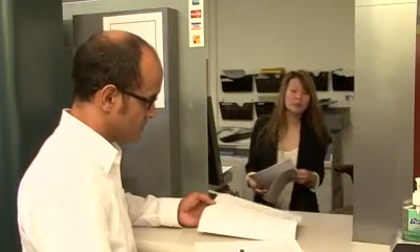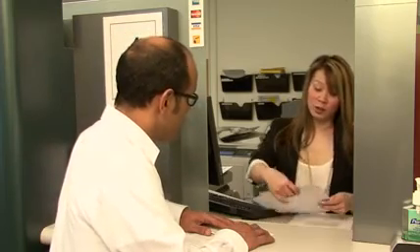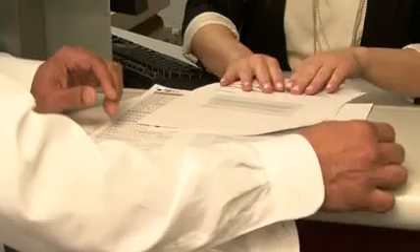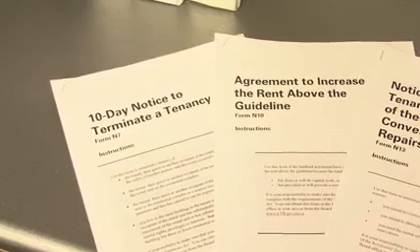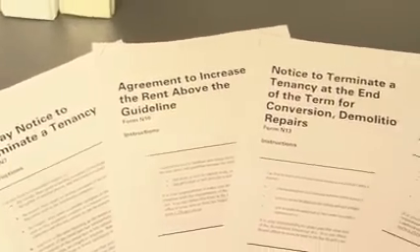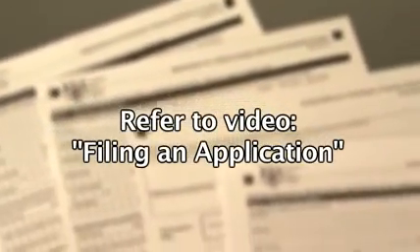If you still can't solve the problem, you can find out from the Landlord and Tenant Board if you can file an application to get the problem solved. It is important to use the right application for your tenancy problem. If you're not sure which application to use, check with the Landlord and Tenant Board. It is also important that you read the instructions to the application and complete your application properly.